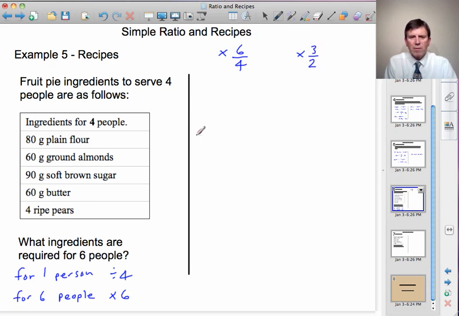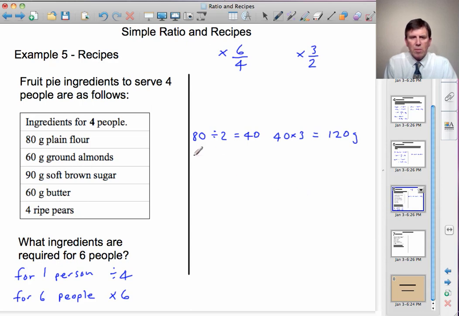Let's have a look at plain flour. 80 divided by 2 is 40. And now I need to multiply that 40 by 3. So 40 times 3 is 120 grams. This could be on a calculator exam, or it might be on the non-calculator exam. But there's nothing to stop you just doing your arithmetic in the corner of the page. You don't have to do it all in your head.